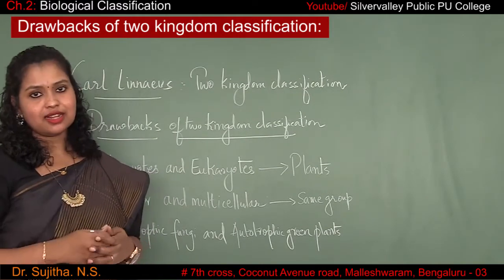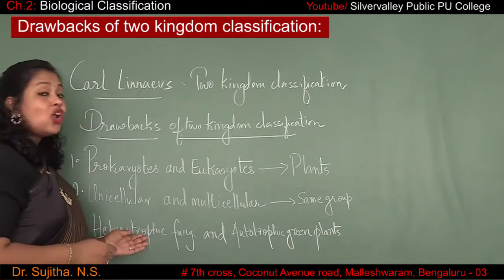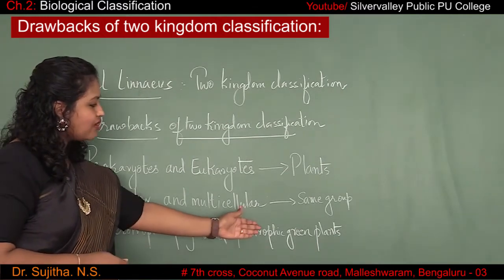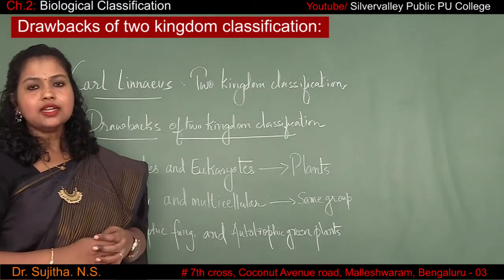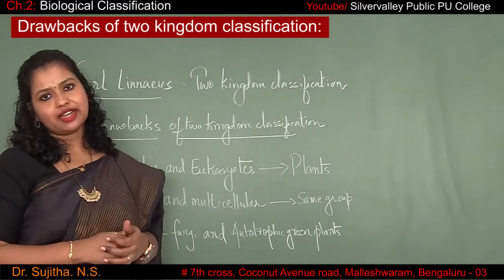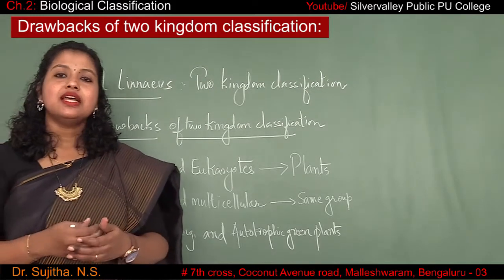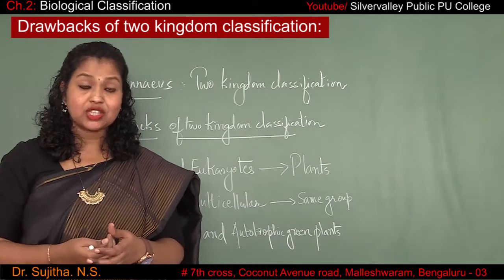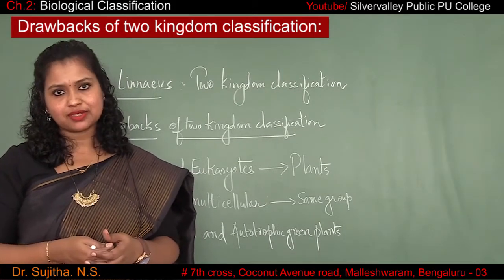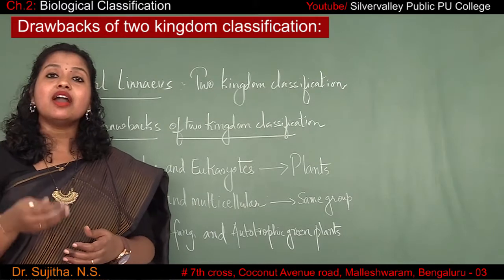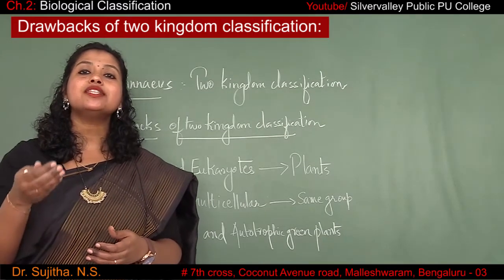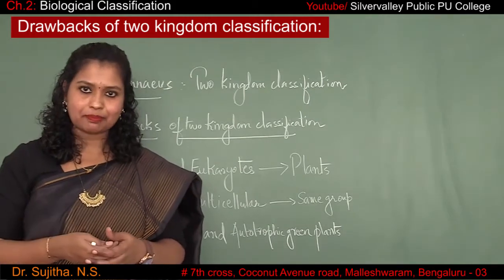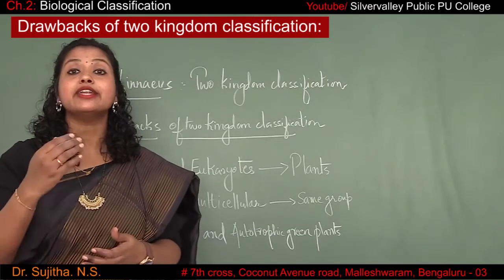And the third reason is he did not differentiate the heterotrophic fungi and the autotrophic green plants. Now, what do you mean by heterotrophic fungi? Heterotrophic means the living organisms which cannot prepare their own food. So, the fungi are not able to make their own food. Why? Because the fungi do not have chlorophyll in them. They are not autotrophic. They are heterotrophic.